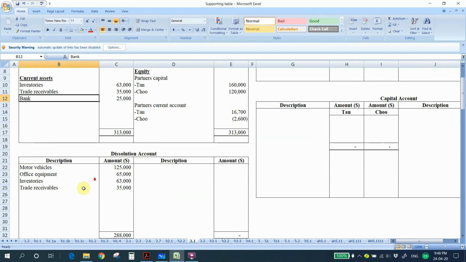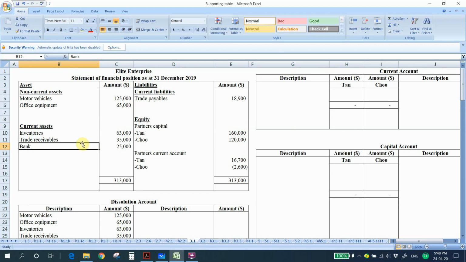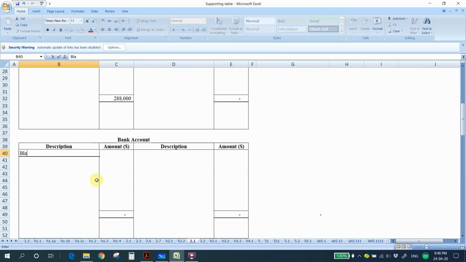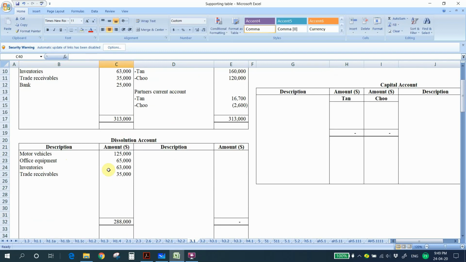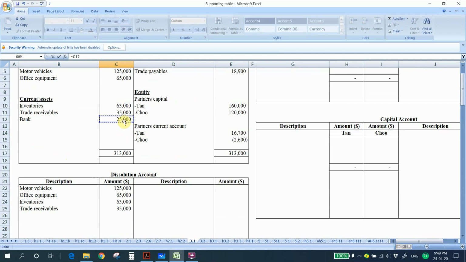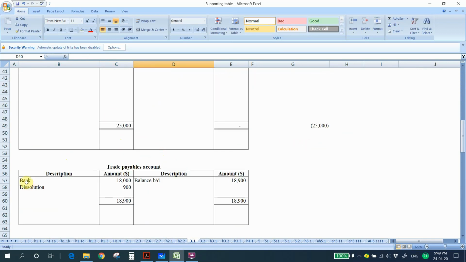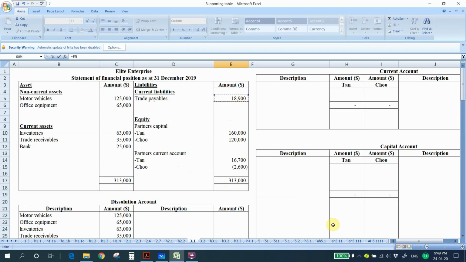After we record the assets, the next step is to record the bank balance, payable balance, and the capital and current account balances. For the bank account, the opening balance is on the debit side because this is an asset of the company. The bank balance is 25,000. For the trade payables account, the balance is on the credit side because this is a liability. The amount is 18,900.